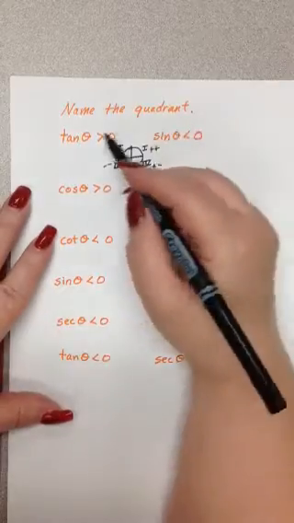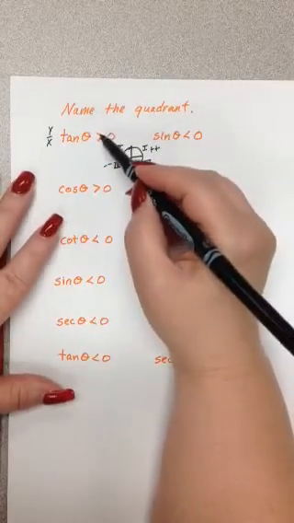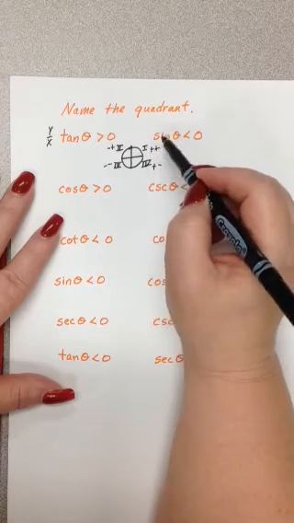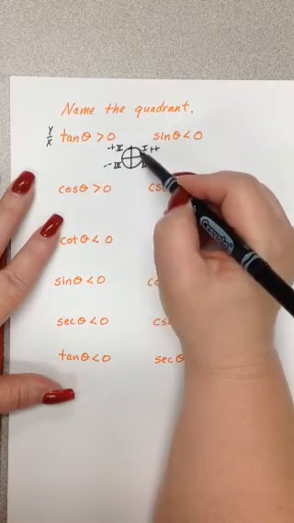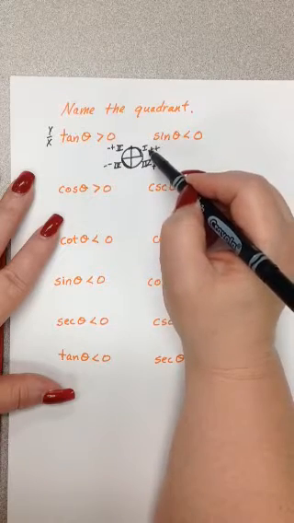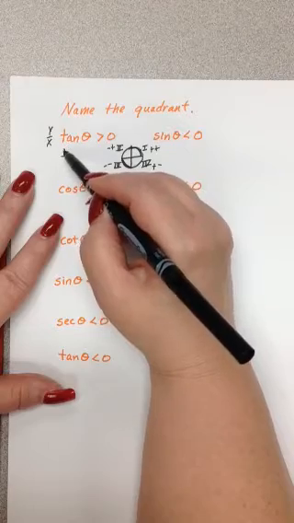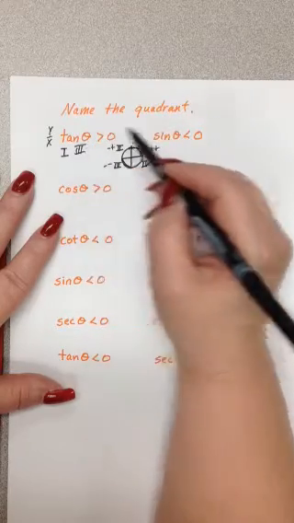All right, tangent, remember, is y over x. And so tangent's going to be positive everywhere the signs are the same. The signs are the same in the first quadrant and the third quadrant. So plus divided by plus is positive and negative divided by negative is positive. So this answer would be 1 and 3.